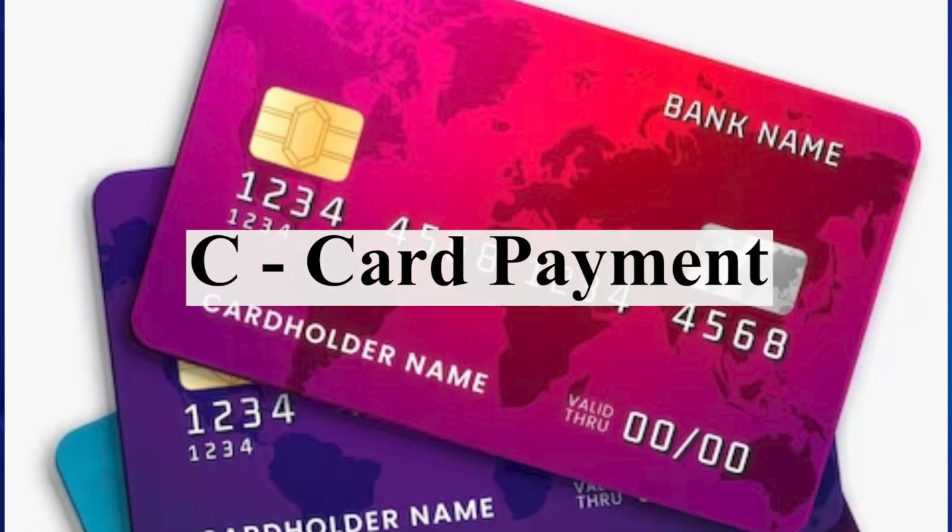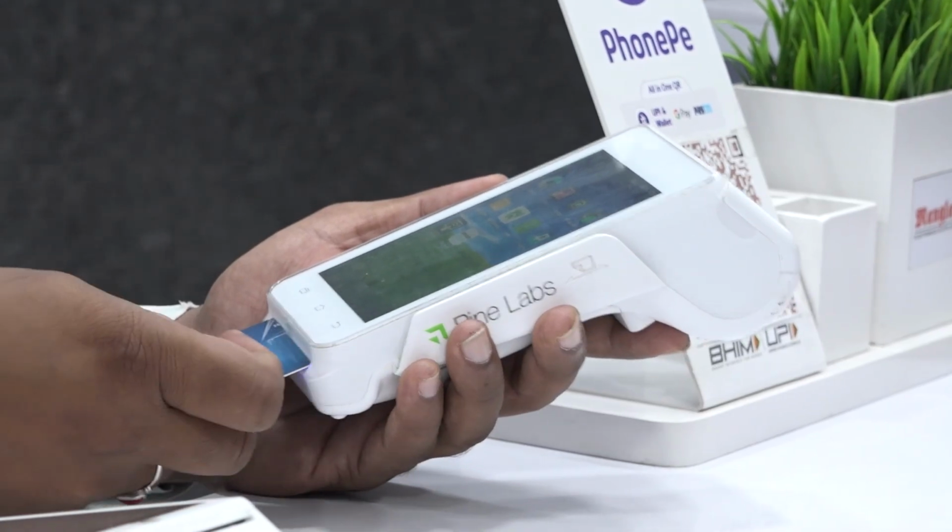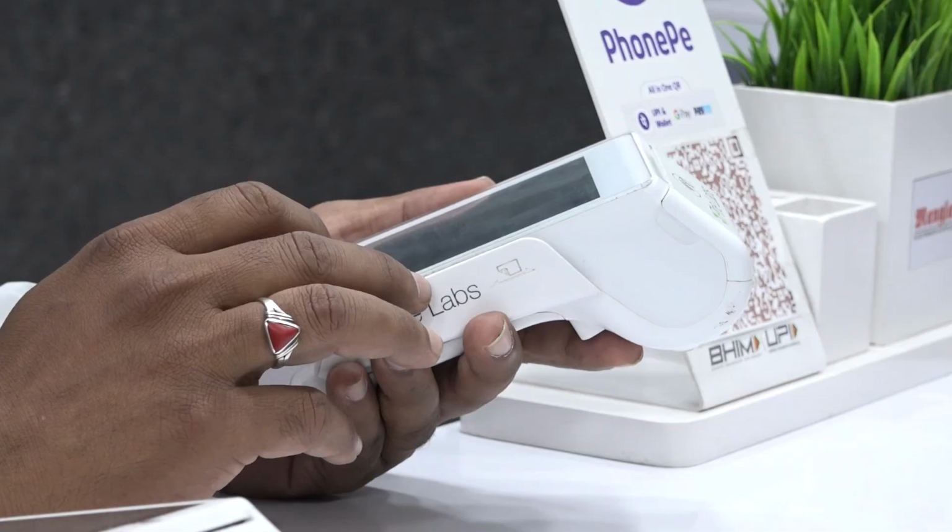C. Card payments. Payments made through debit or credit cards are accepted by various retailers. The customers make purchases and pay the amount through their debit or credit cards. For the card payment, the retailer must have a card swiping machine. This technology enables the customer to pay their purchases with plastic money.